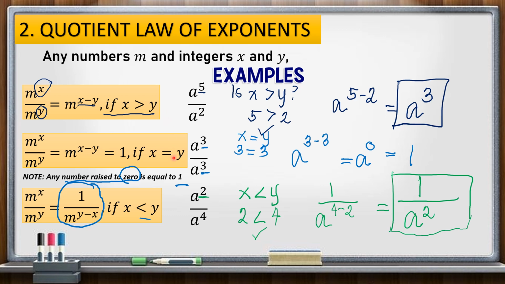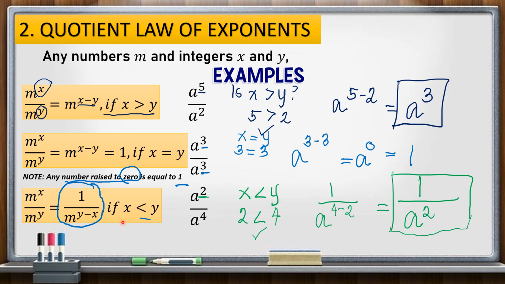Then the second case po, kapag equal, okay? If you have your equal exponent from your numerator and your denominator, always remember that any number that is raised to 0 will be equal to 1. So, isa-subtract natin yung exponent, then this will now be equal to 0, kaya po ang magiging answer natin is equal to 1. Another case is that you have here if the value of x is less than y.